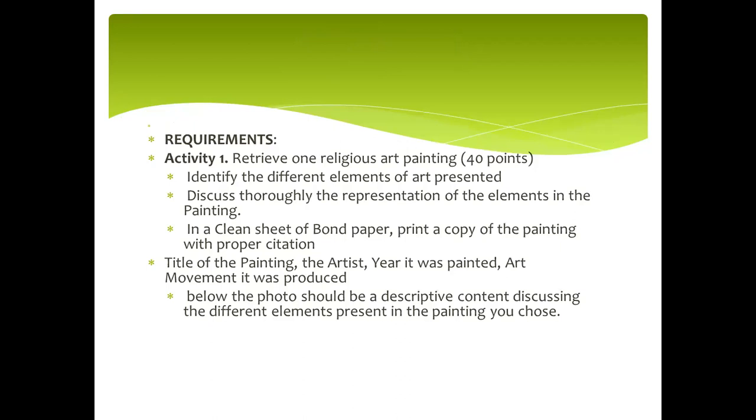So for week 5 requirements, we have only activity 1: retrieve one religious art painting and identify the different elements of art presented. Discuss. So any religious art painting, it could be Islamic, Buddhist, or a Christian art painting. And also discuss thoroughly the representation of the elements in the painting, and on a clean sheet of bond paper, print a copy of the painting with proper citation. Once again, the title of the painting, the artist, the year it was painted, the art movement it was produced in, and below the photo should be a descriptive content discussing the different elements present in the painting that you chose. So that is for week 5 requirements.